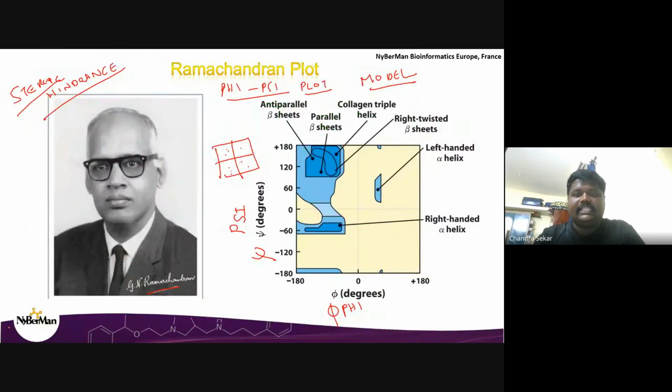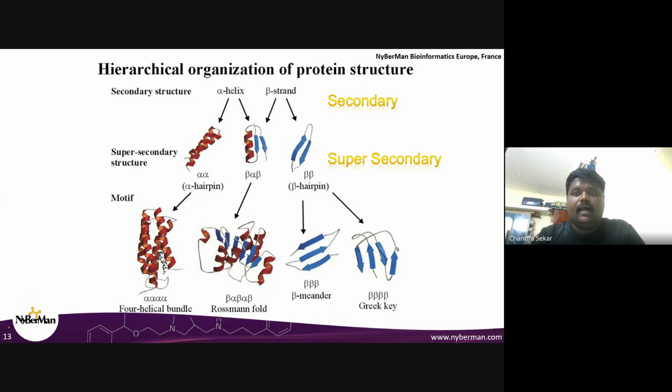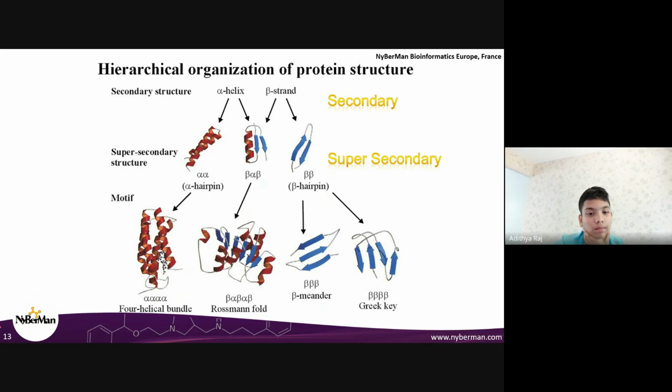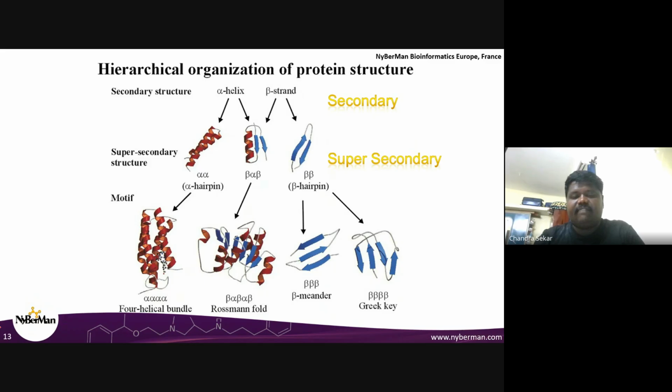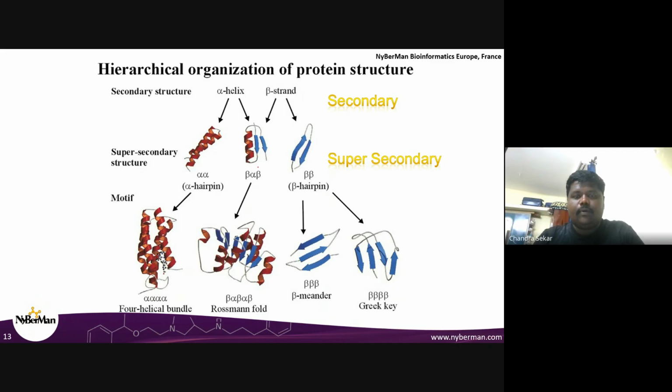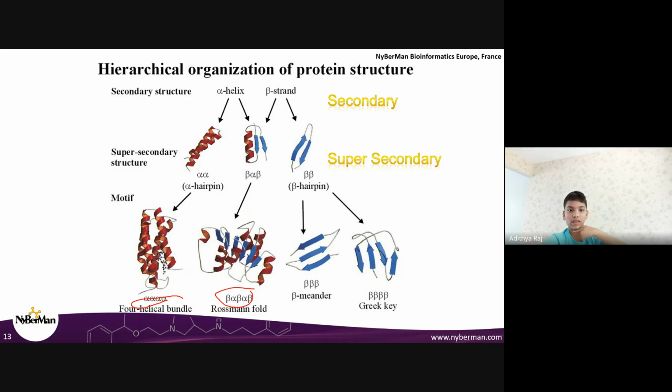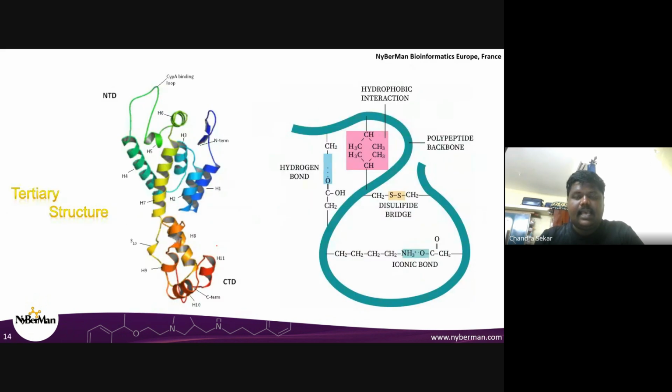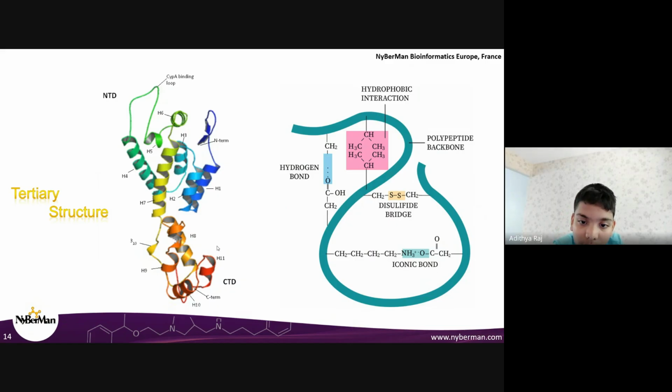And again, these slides are so simple, like secondary structure, super secondary structures. Again, secondary will be further folded, like alpha-alpha, beta-alpha-beta, beta-beta. Clear? Two alphas, or one alpha between two betas, or beta-beta, or four alphas, beta-alpha-beta. Correct? Please check. And these are other important non-covalent interactions. Please look at this.